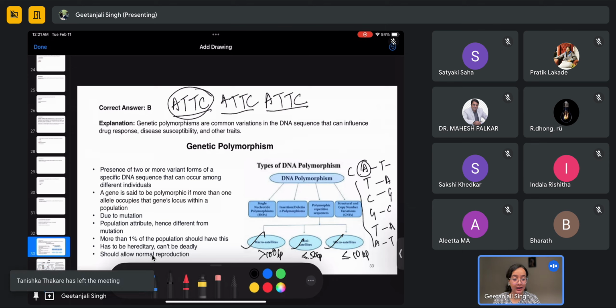Take the example of blood. There's polymorphism in blood as well. There are different groups, A, B, O. So that's where polymorphism comes in.